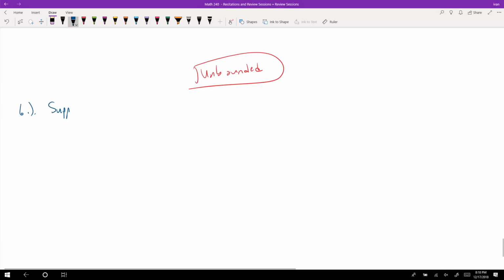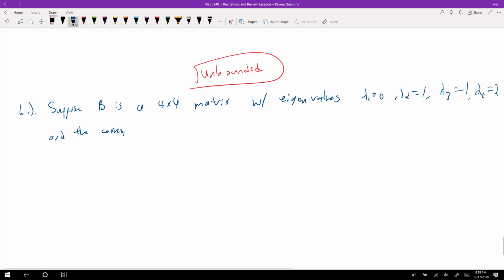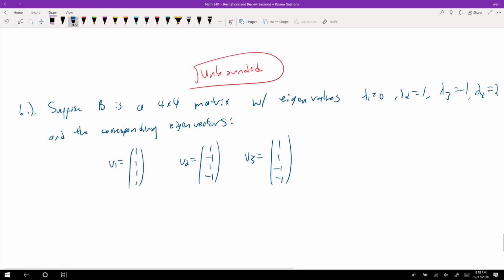So B, suppose B is a 4x4 matrix with eigenvalues lambda 1 equals 0, lambda 2 equals 1, lambda 3 equals negative 1, lambda 4 equals 2, and the corresponding eigenvectors V1 equals 1, 1, 1, 1. V2 equals 1, negative 1, 1, negative 1. V3 equals 1, 1, negative 1, negative 1. V4 equals 1, negative 1, negative 1, 1. What is B? And I have to compute it explicitly.